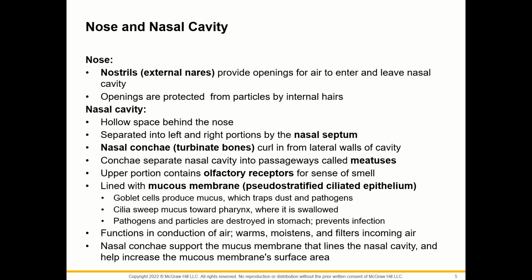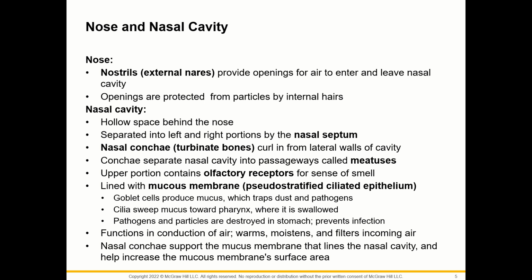The nasal cavity is also lined with a mucous membrane known as pseudostratified ciliated epithelium. You saw that in the tissues lab. The pseudostratified ciliated epithelium contains goblet cells which produce mucus, and this traps dust and pathogens. It also has cilia on top of the cells because they sweep mucus towards the pharynx where it is swallowed. Pathogens and particles are destroyed in the stomach, and this prevents infection.